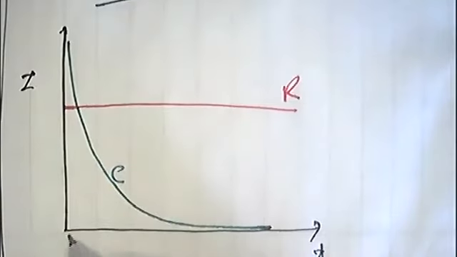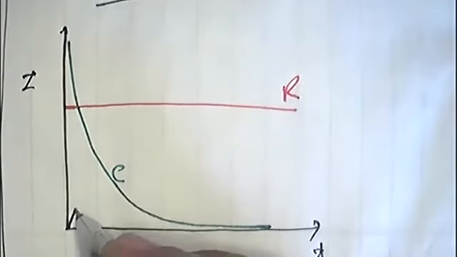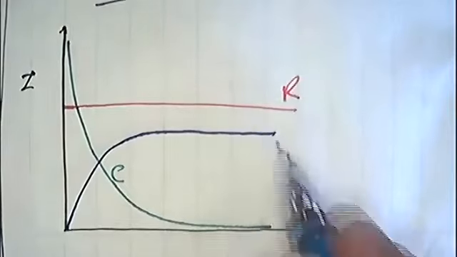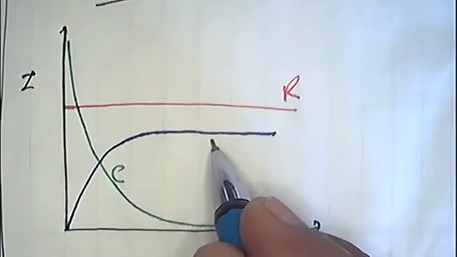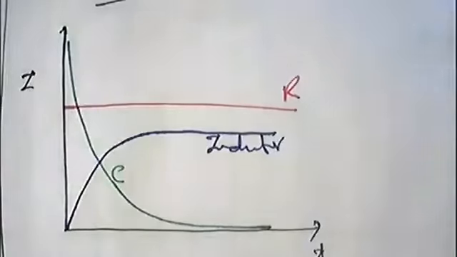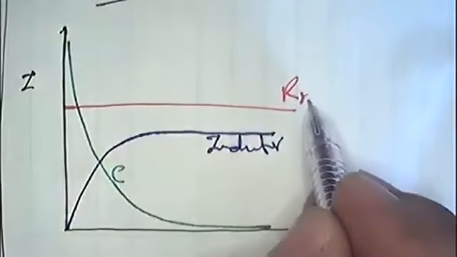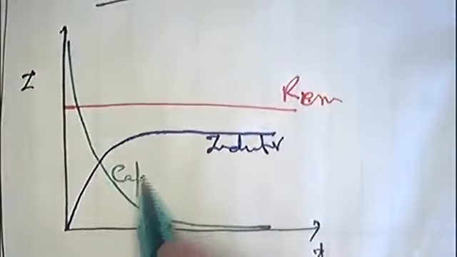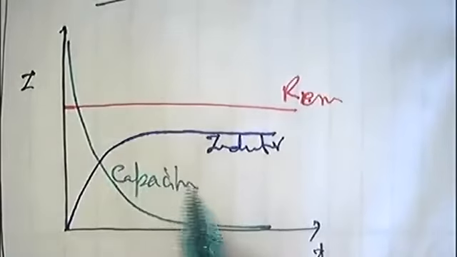And for pure inductor, the current rises slowly and then becomes constant. This is for pure inductor. This is for resistor and this is for capacitor.